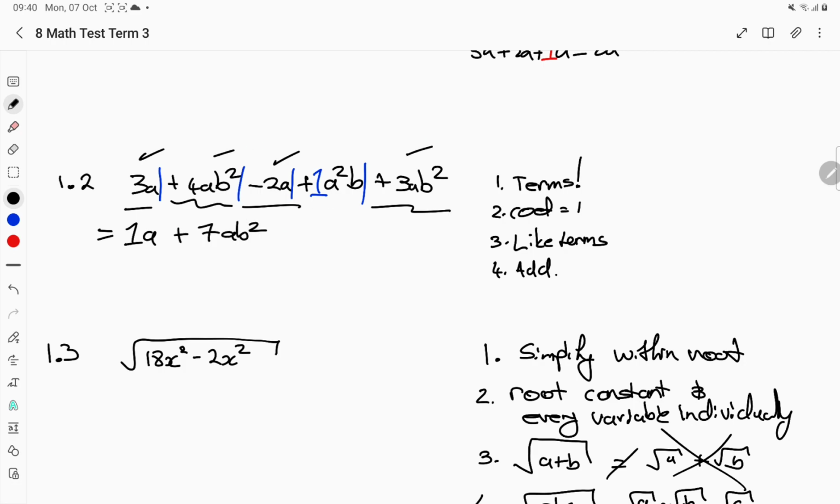And then we did those two, and then we're just left with this little term here. So nothing gets added to it, nothing gets subtracted from it. It just remains as is.